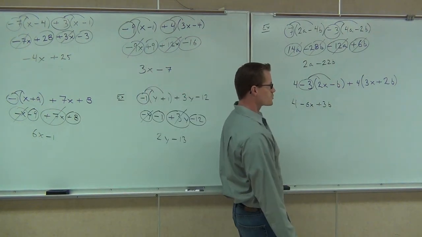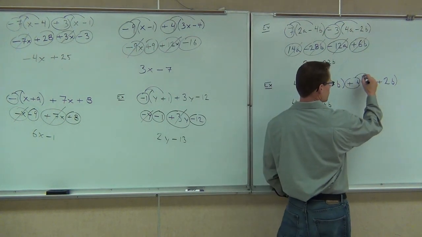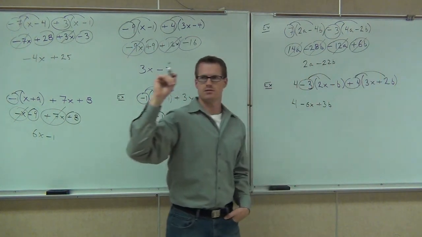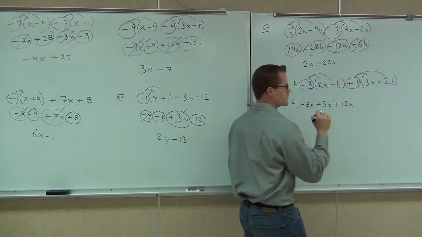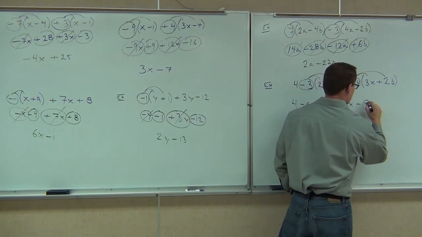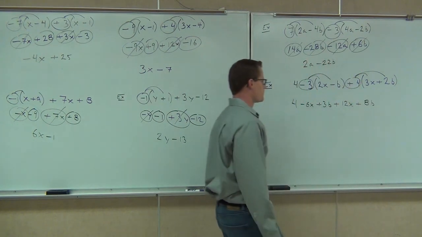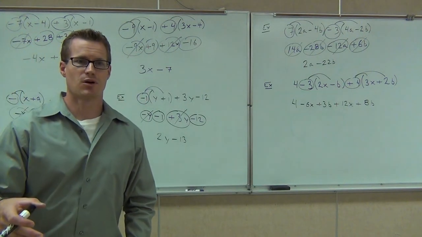Next thing we are going to distribute is what? Positive 4. Let's circle that. We'll go to both these terms. First term we get? Plus 12x. Perfect. And second thing we get? Plus 8. All right. Let's see if we can combine some like terms because we just distributed that perfectly.